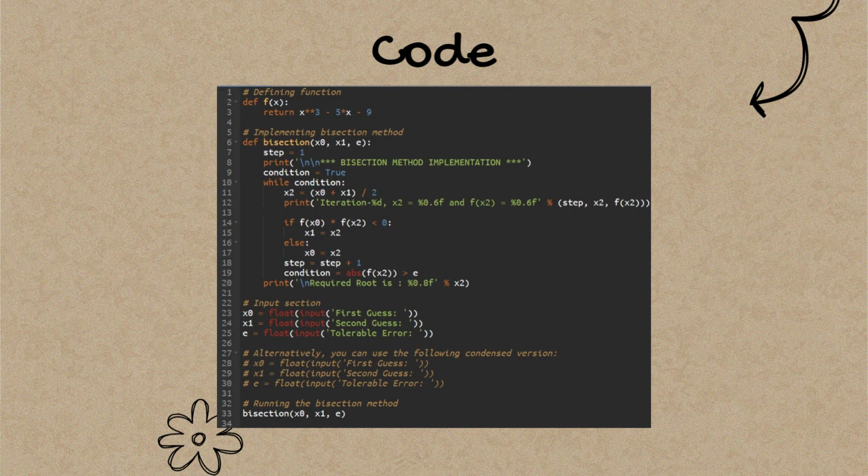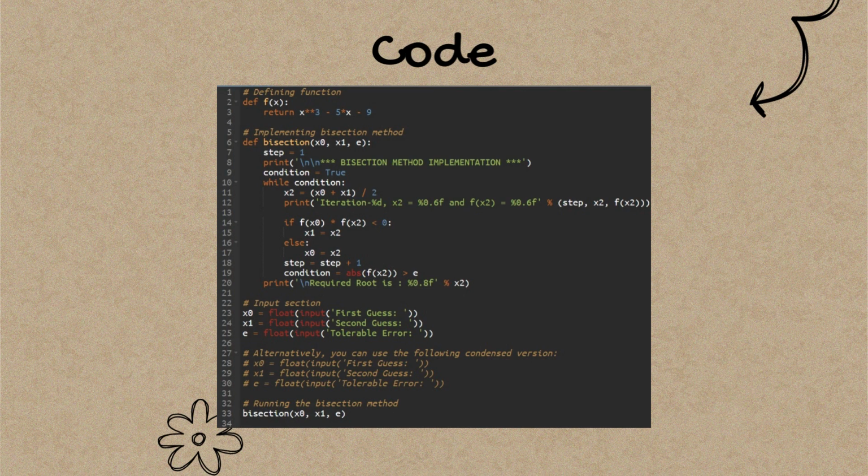The algorithm then adjusts the guess boundaries based on the sign of the function values at x0 and x2. If the product of these values is negative, indicating a change in sign and the potential existence of a root between x0 and x2, then x1 is updated to x2, otherwise x0 is updated.